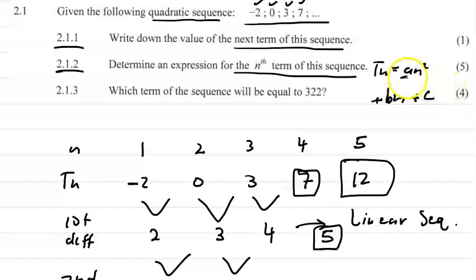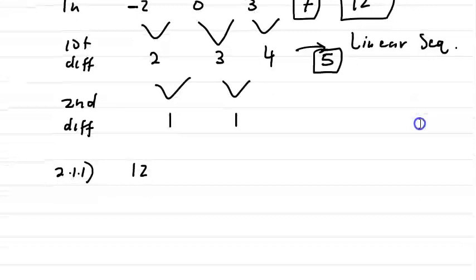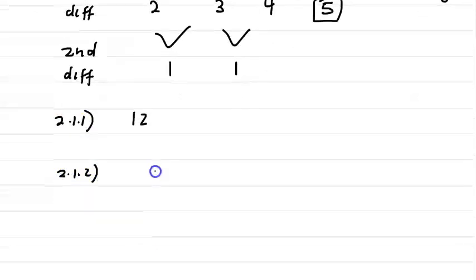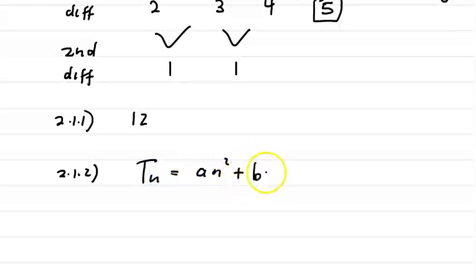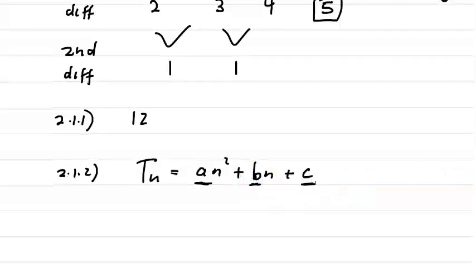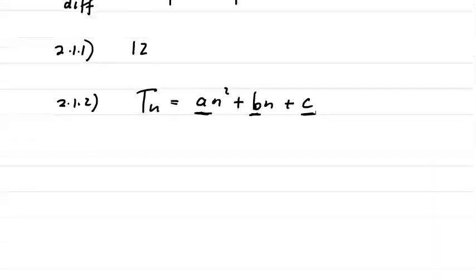How do we find these values a, b, and c? Well, I'm going to discuss that with you now. So let's write that down. 2.1.2. So for 2.1.2, remember that the general term of a quadratic sequence is Tn equals an squared plus bn plus c. Now we want to find these values a, b, and c. Now this is how we're going to find a, b, and c. So let's just check that out.